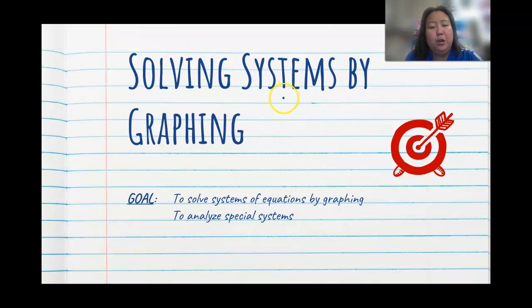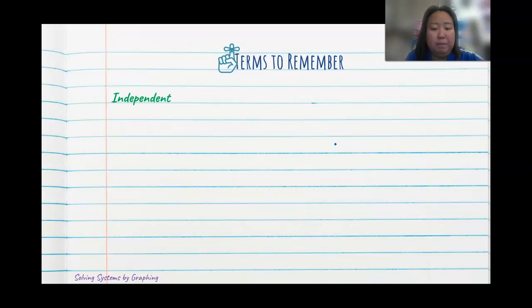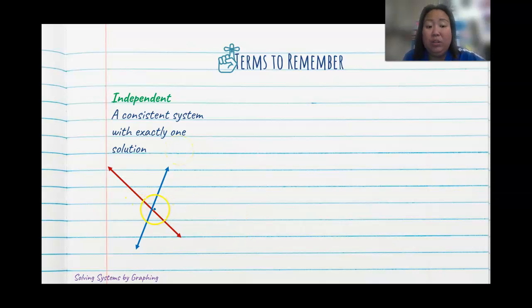Continuing our discussion on solving systems of equations by graphing. This time we will be looking at the different ways the lines, the linear equations or linear graphs, would behave when you graph them. So we have what we call the independent system of equations. This is a consistent system and there is only one solution. So you can expect that if you graph the two lines, they will meet at exactly one point.